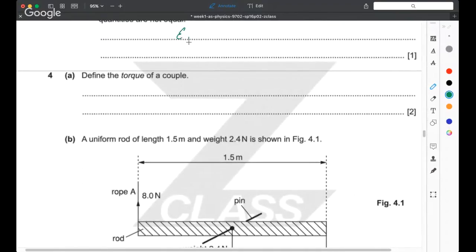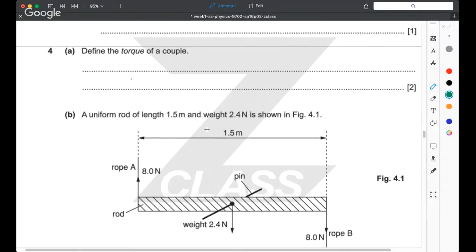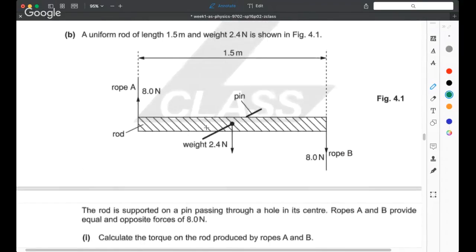Find a torque. I don't know how to find torque. It's the torque of a couple. Yeah, I have no idea what it is. I know what it is, but I just don't know how to define it.